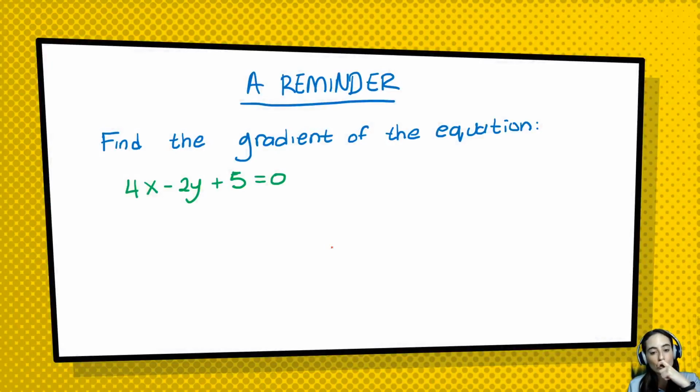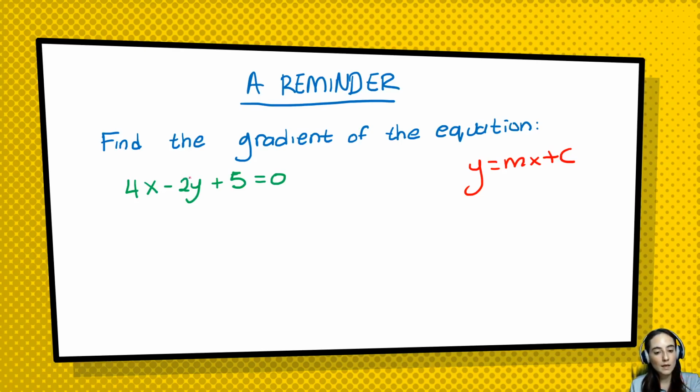All right, so just to have a very quick reminder, let's say we have this equation here, written in a very different form than the one we're looking for, which is y equals mx plus c. That means we have to rearrange it. The question is, find the gradient of the equation 4x minus 2y plus 5 equals 0. This won't do right now, so we're going to have to rearrange it.